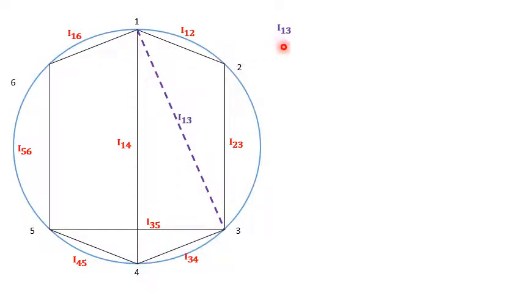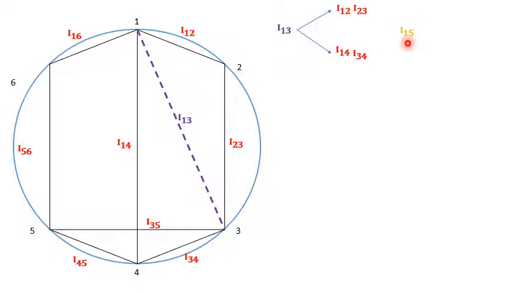So this I13 is split into two triangles. One is I12, I23. Another one is I14 and I34. Using these points, we can easily locate this I13. Okay, so let us see the next instantaneous center. I15 is the next instantaneous center.